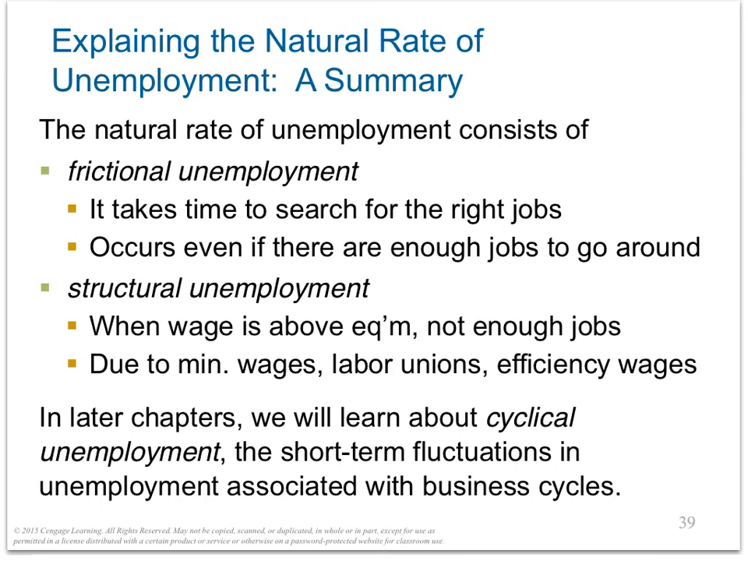And let's make a summary. In the last 2 parts of this chapter, we tried to explain the natural rate of unemployment. The natural rate of unemployment consists of frictional unemployment. What is frictional unemployment? It is about the time that you need to search for the right jobs, and it occurs even if there are enough jobs to go around. The second reason why we have a natural rate of unemployment is structural unemployment. Structural unemployment occurs when wage is above equilibrium, so there are not enough jobs, due to minimum wages, labor unions, and efficiency wages.